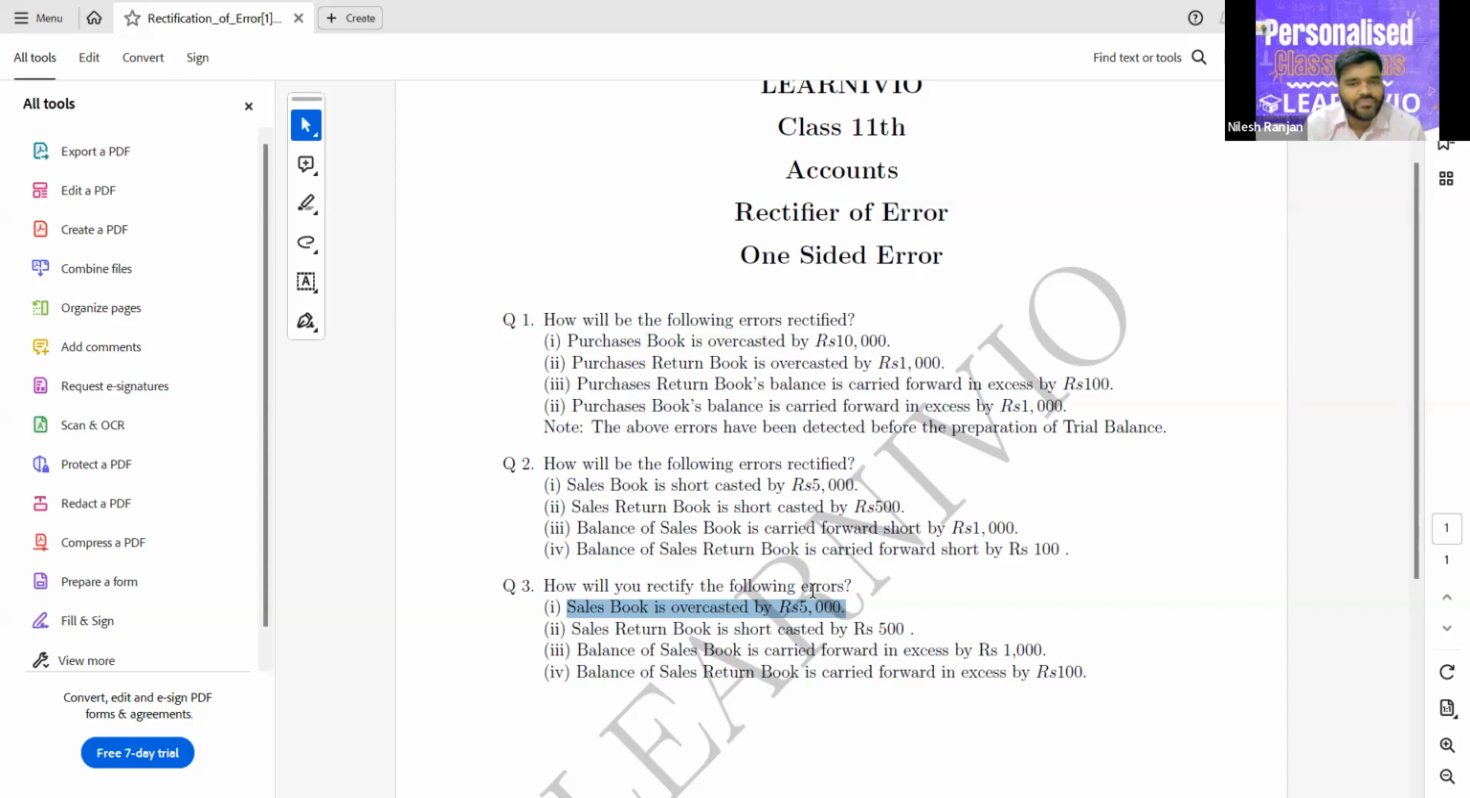She taught me to draw three different boxes and to write the correct entry, wrong entry, and rectified entry. Oh, that is double-sided error. I have not taught you that yet. I don't remember her teaching me single-sided. Okay, she skipped this part. Yes, sir. So leave that part. She's teaching you something else. You have to focus on these portions. This is one-sided error. She is teaching you double-sided error.